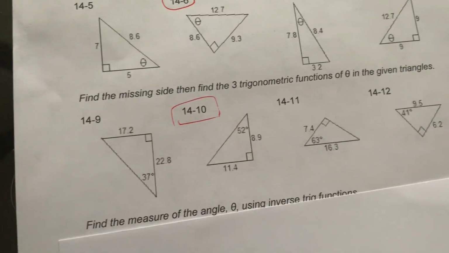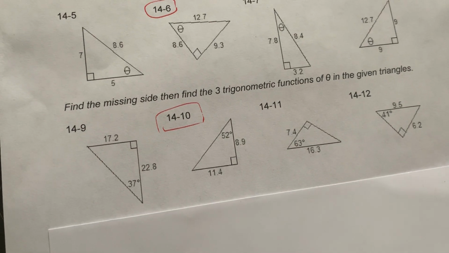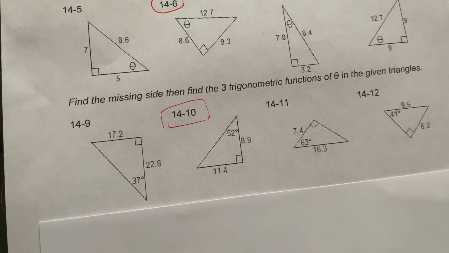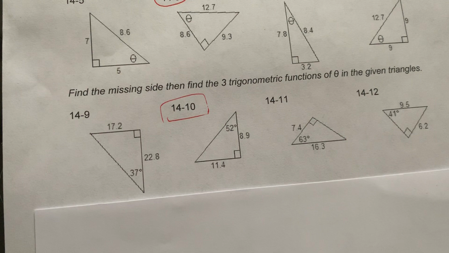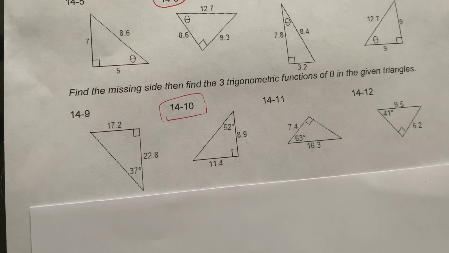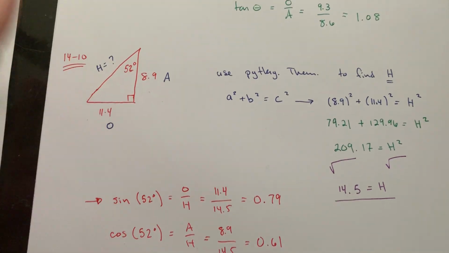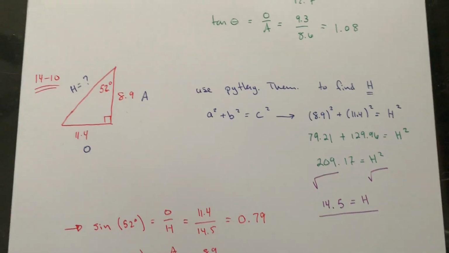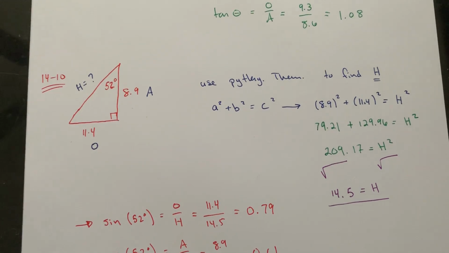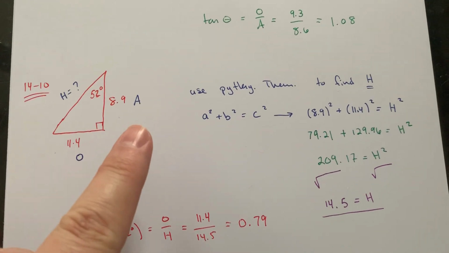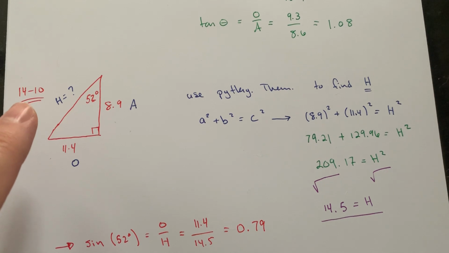Let's do one more just from the homework, same kind of idea. So we'll look at number 10 from this set. This is this triangle here, 52 degrees in the corner, 8.9 and 11.4. Hold on. So if I've redrawn that here, right, the idea is I have, again, the adjacent and the opposite. I'm missing the hypotenuse.